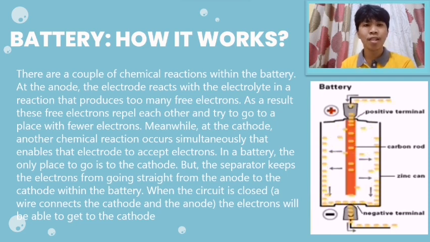In a battery, the only place to go is the cathode, but the separator keeps the electrons from going straight from the anode to the cathode within the battery. And when the circuit is closed, the electrons will be able to get to the cathode.